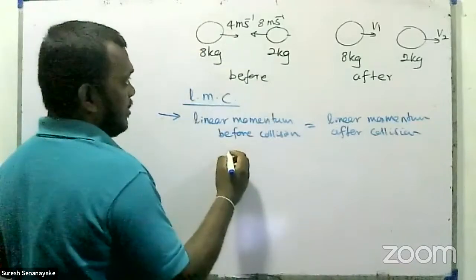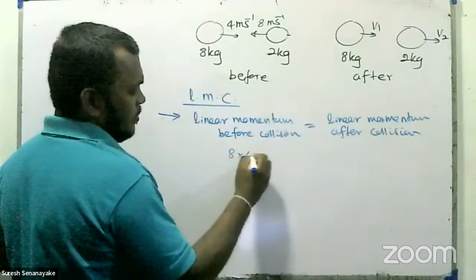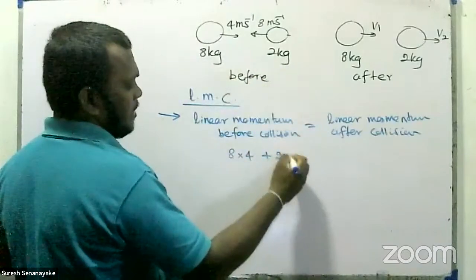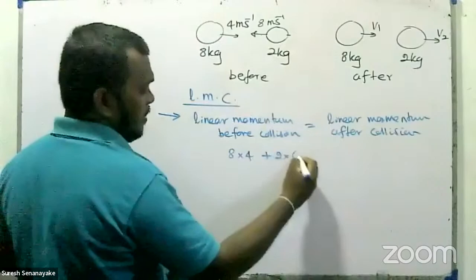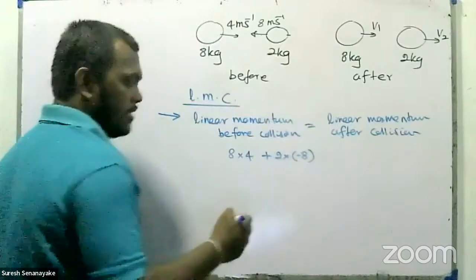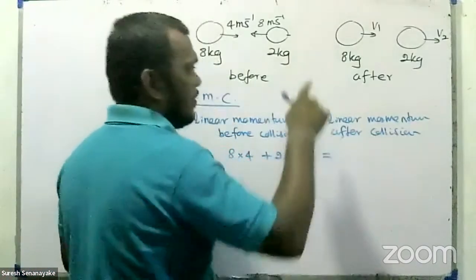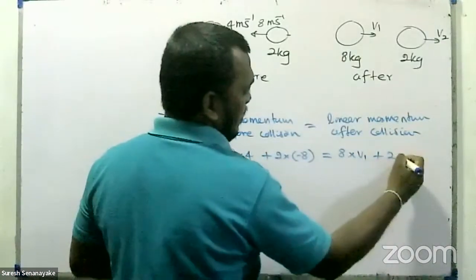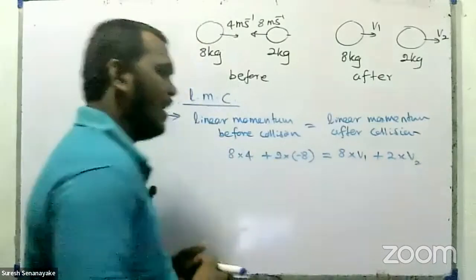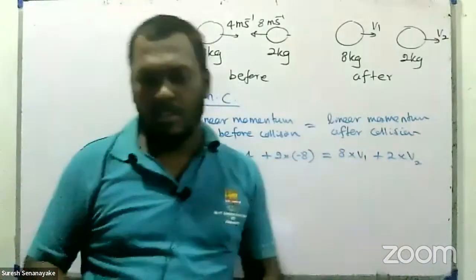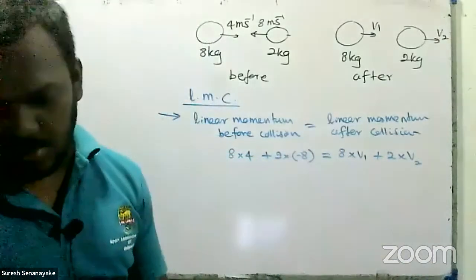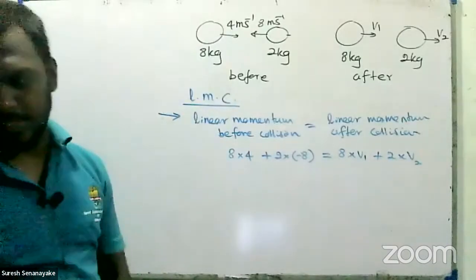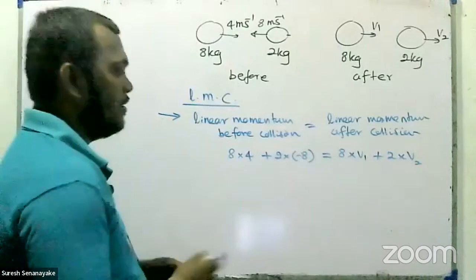This is 8 into 4 plus, and in this direction 2 kilogram, and the velocity is -8, right? After the collision, this is 8 kilogram and 2 kilogram. I'm taking both sides in the same direction, so we will get the proper sign.